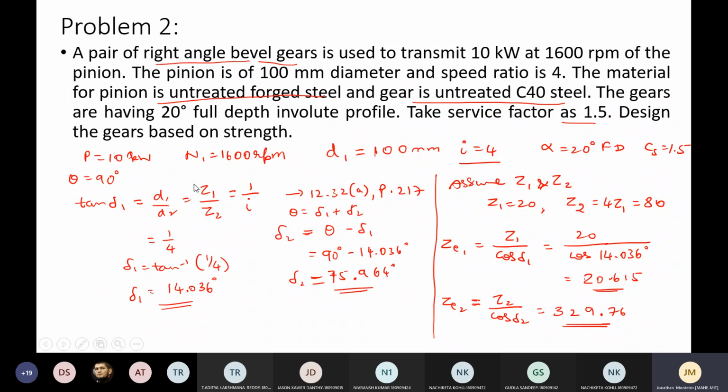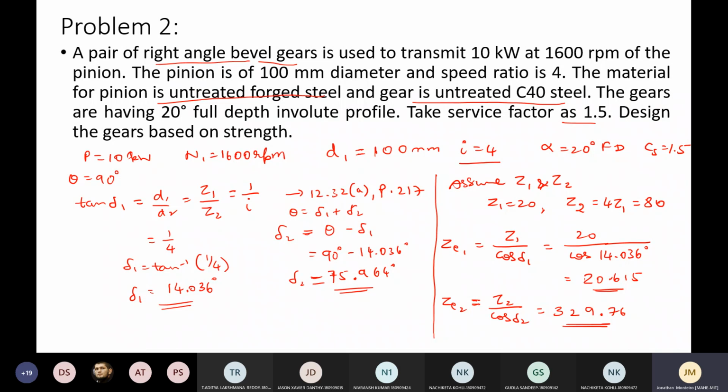Now, what did we find out so far in these calculations? Given the ratio as 4 and the right angle between the shafts, what should be the individual pitch angle of the bevel gear? That brought us to this relation in 12.32, page 217.